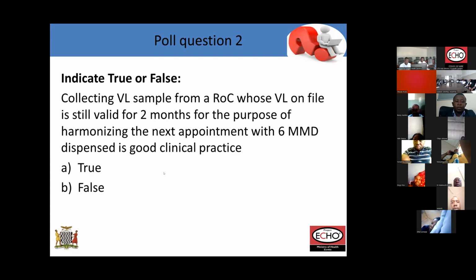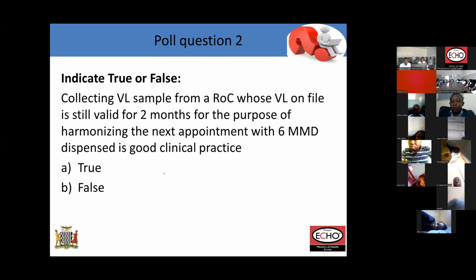There we have it, network. The poll has been launched, and I'll repeat the question. Collecting viral load sample from a recipient of care whose viral load on file is still valid for 2 months for purposes of harmonizing the next appointment with a 6-month multi-month dispensation is good clinical practice. Is that true or is it false?